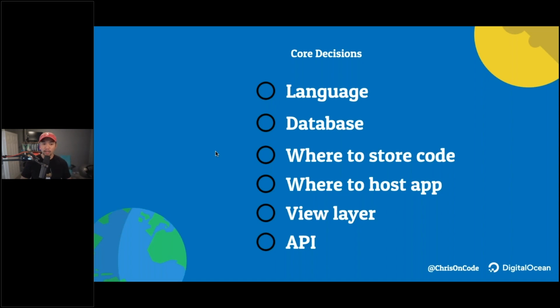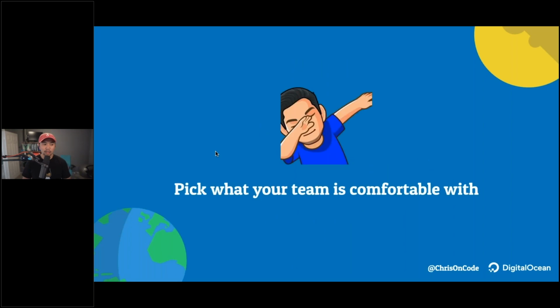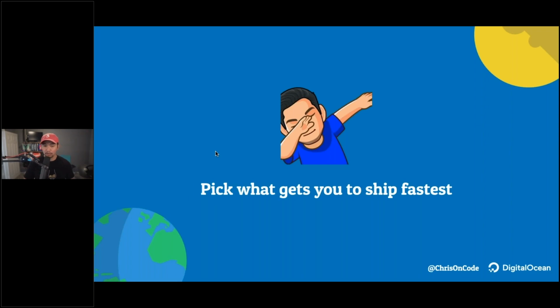So the takeaway here is pick what you're comfortable with, pick what gets you to ship the fastest. And for me, back then, it was PHP Laravel. It was hosting on DigitalOcean. It was just using GitHub. Nowadays, it would be just using GitHub again, probably doing a little bit of JAMstack stuff, React, Gatsby, and doing all that good stuff. And we'll talk about that in a second.